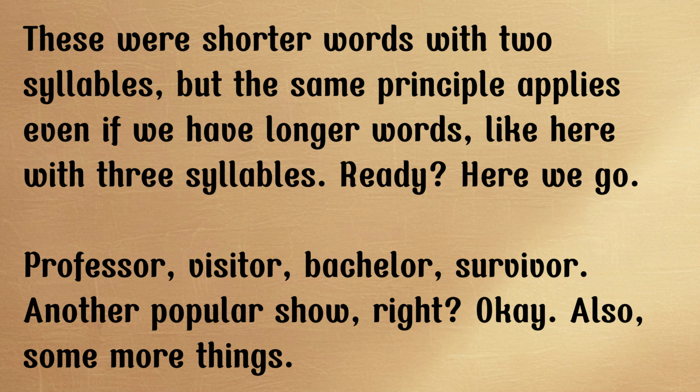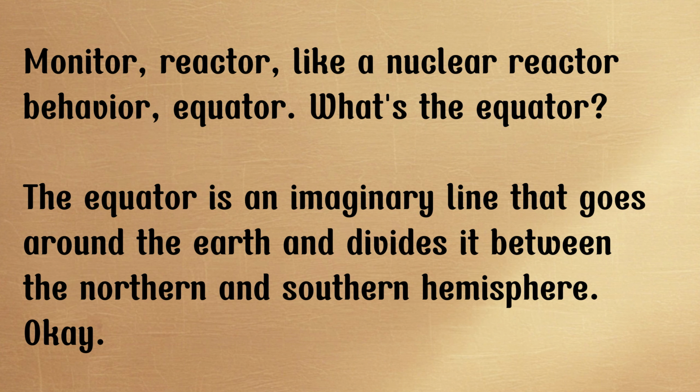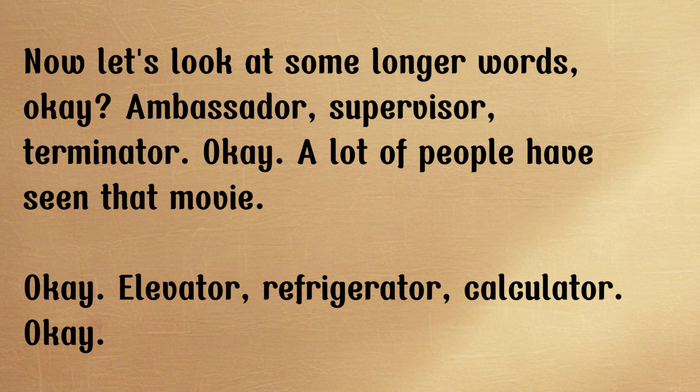These were shorter words with 2 syllables, but the same principle applies even if we have longer words, like here with 3 syllables. Ready? Here we go. Professor, visitor, bachelor, survivor. Another popular show, right? Okay. Also, some more things. Monitor, reactor, like a nuclear reactor, behavior, equator. What's the equator? The equator is an imaginary line that goes around the Earth and divides it between the northern and southern hemisphere.